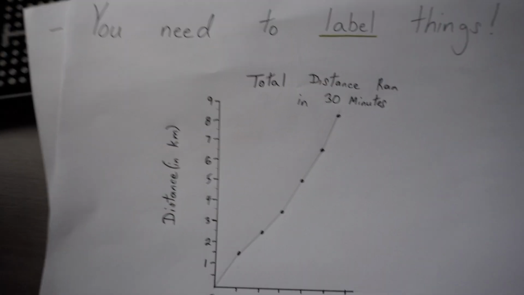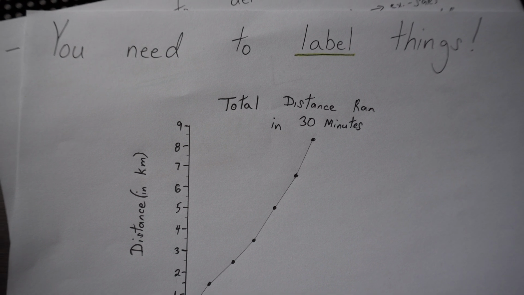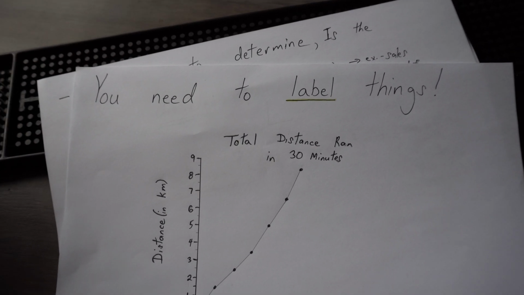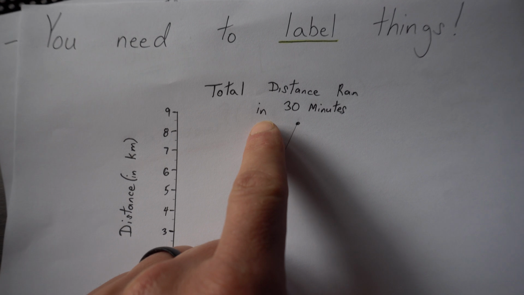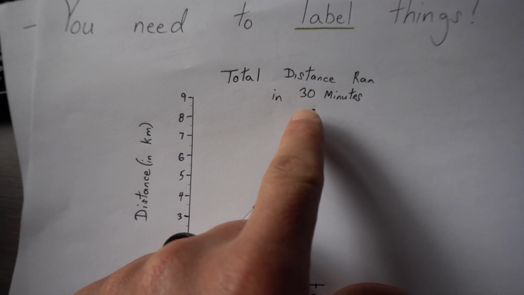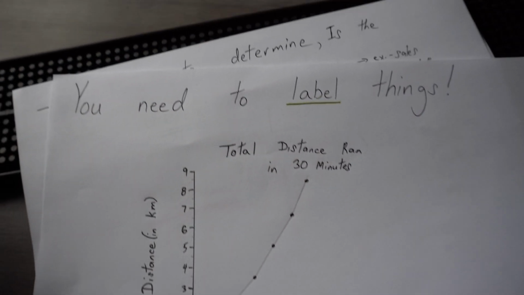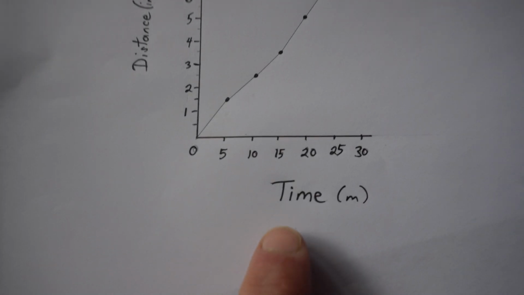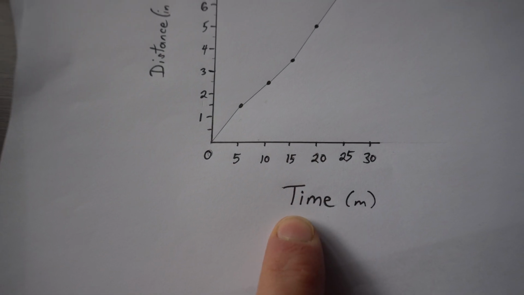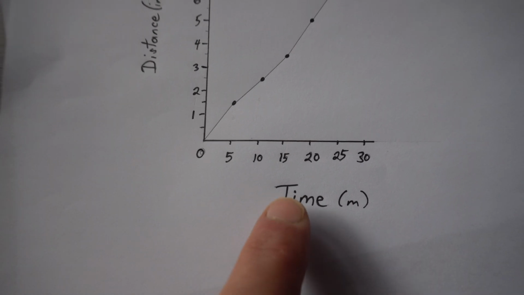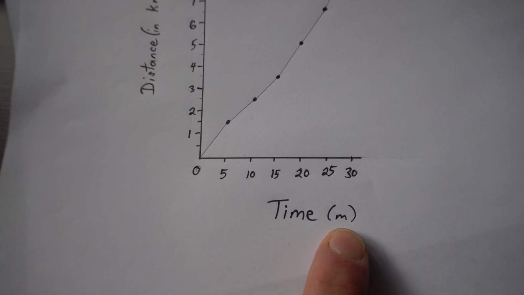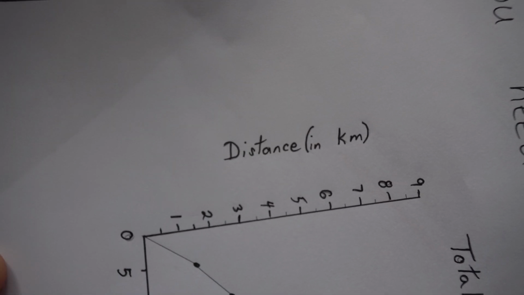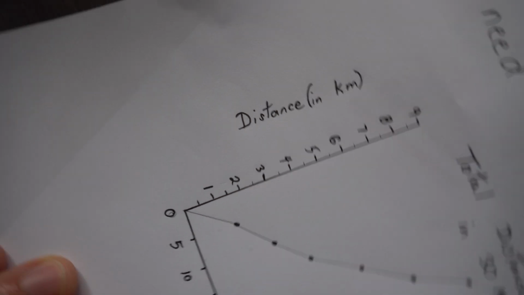Okay? The next thing you need to do, and this one's important, you guys, I'd take marks off like crazy on a test if you didn't: you need to label things. Yes, you do. What are you labeling? Give it a title. This graph is the total distance ran in 30 minutes, I guess you'd say ran by Mr. Baker. Then I'm going to have time on the bottom, like I told you. I put that in minutes. I've got my unit of time. And then on my vertical axis, I've got distance in kilometers.